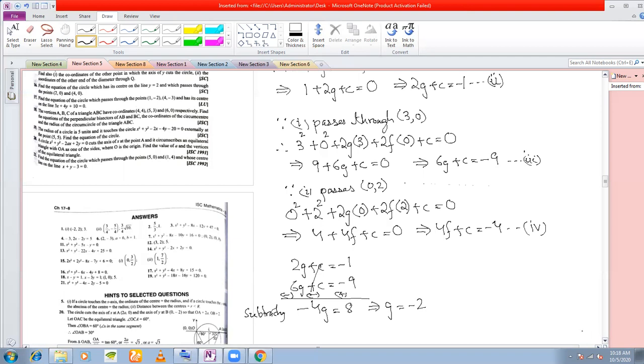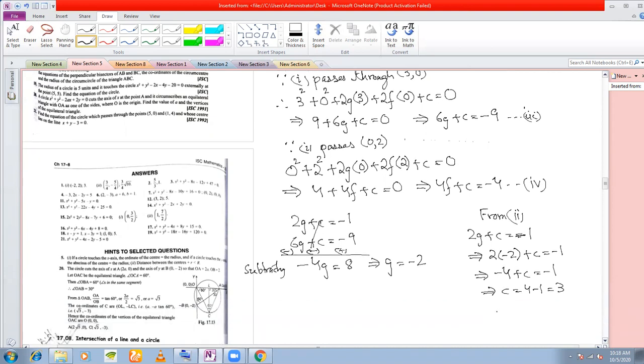Now once you get the value of g, you can put it in 2 to get the value of c also. So from 2, 2g plus c is equal to minus 1. That means minus 4 plus c is equal to minus 1. That means c is equal to 4 minus 1, which is 3. Okay, so we've got the values of g and c.